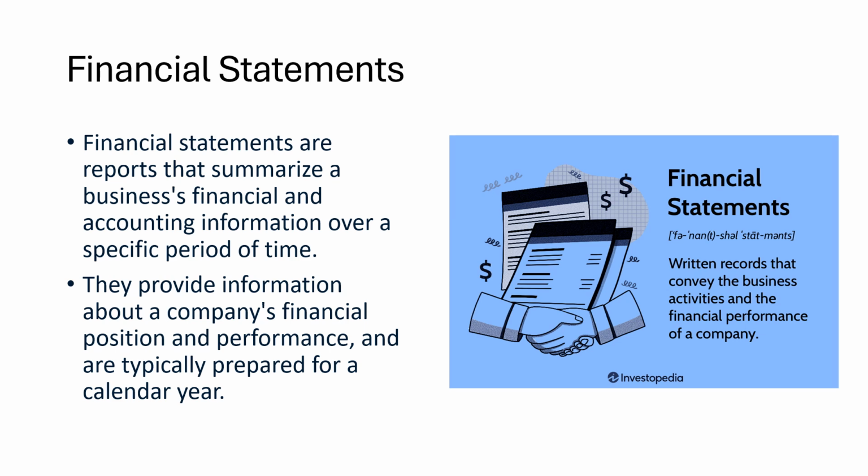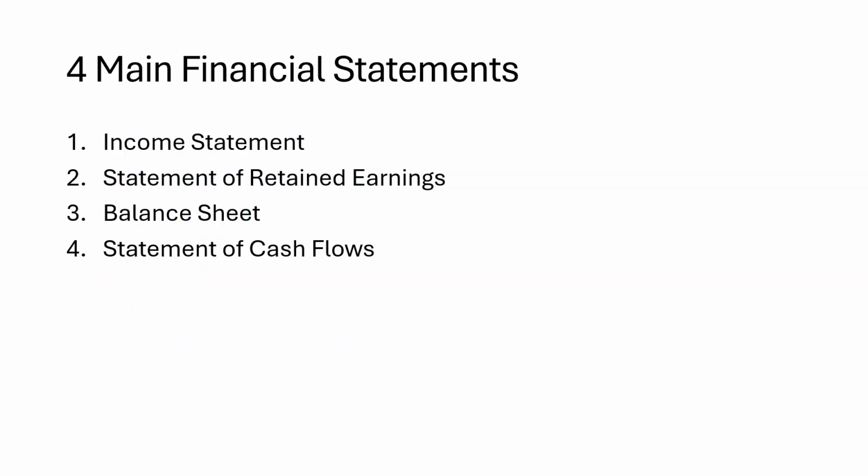So these records are information that convey the business activities and the financial performance of a company. Typically, this is over a period of time, over a month, a quarter, a year, whatever it may be. Accounting is divided into periods. There are four main financial statements: the income statement, the statement of retained earnings, the balance sheet, and the statement of cash flows. In this chapter, we really just cover the first three.